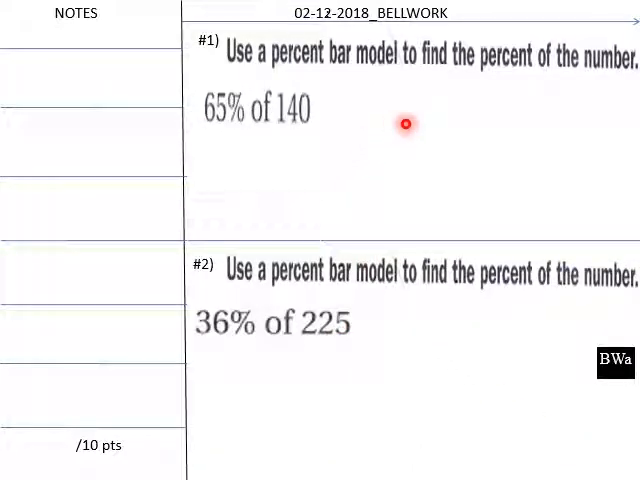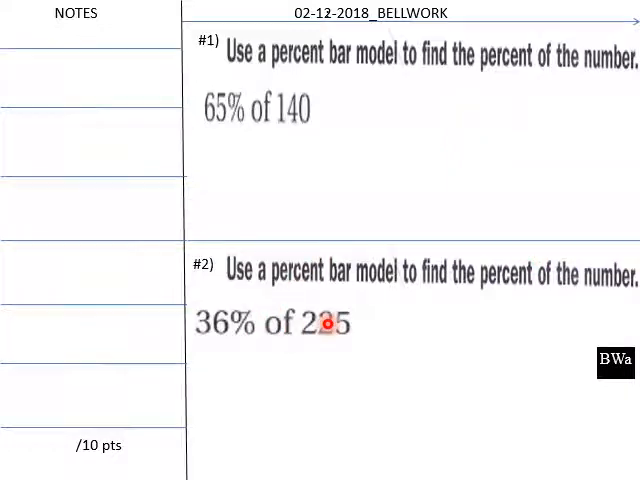Okay, welcome back. Here's your bar model here. So 65% of 140, we're going to start with 0% down here, and we head down here to 65% of 140, and then we set up the proportion here. X over 140 equals 65 over 100. We get rid of our fraction here: 140 times x over 140 equals 140 times 65 over 100, so x would equal 91. So 65% of 140 would be 91.